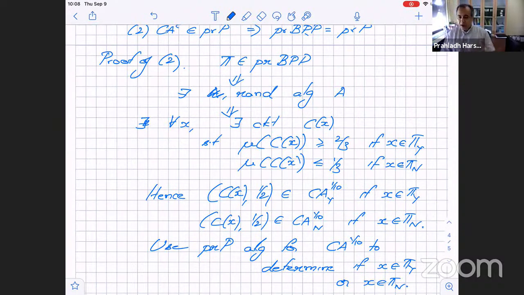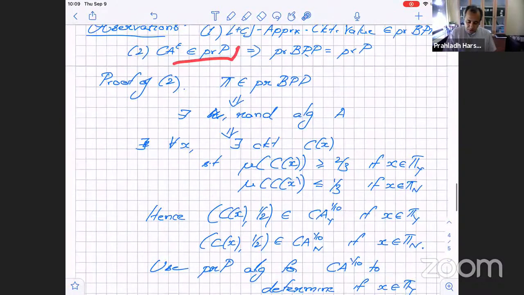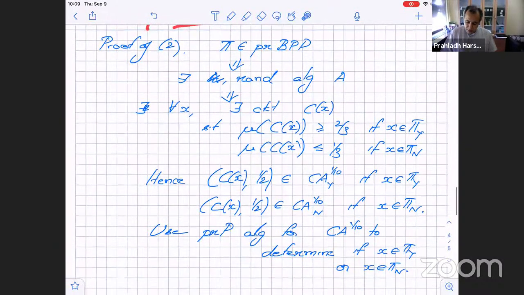Notice this algorithm has not tossed any random coins. I have solved promise BPP without tossing any random coins because it took the randomized algorithm and just constructed the circuit from it. It didn't actually toss any random coins. But that circuit had this distinguishing property. I'm just rewriting that property this way. Now it used the deterministic algorithm for CA epsilon to determine whether it falls in this case or this case, and that was able to distinguish the two.